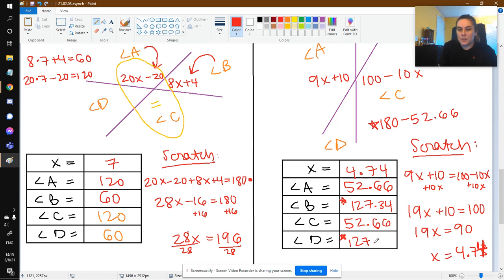So that's what your worksheet's going to look like. That's the work we're doing today. We're just practicing knowing those definitions and using those theorems.